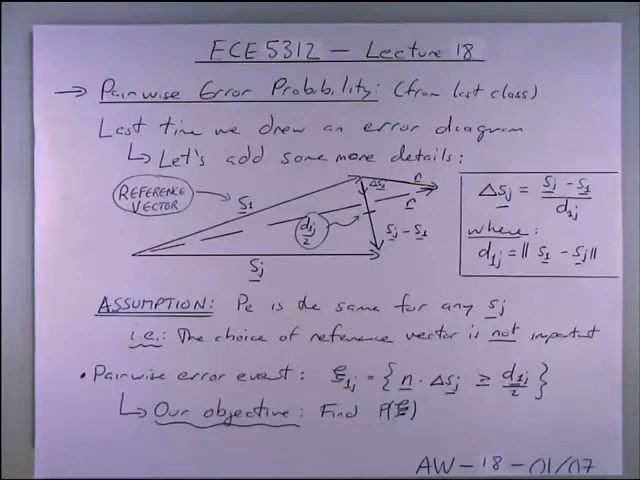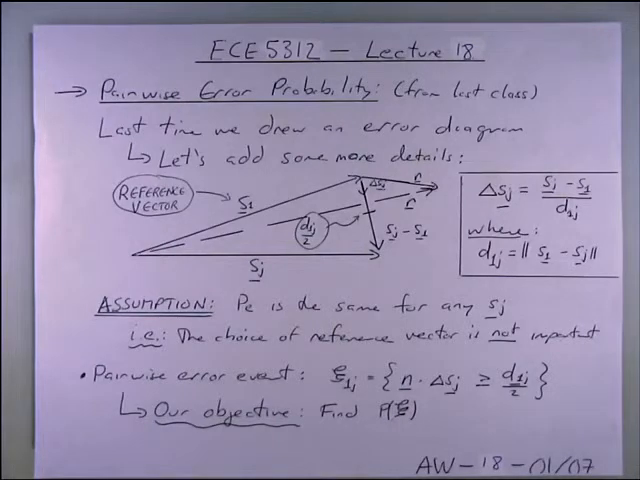So this is lecture 18 of 5312. It's kind of funny, lectures 16, 17, 18 build upon each other. So in this lecture, we will talk about pairwise error probability and the error vector diagram. And let's actually draw this.